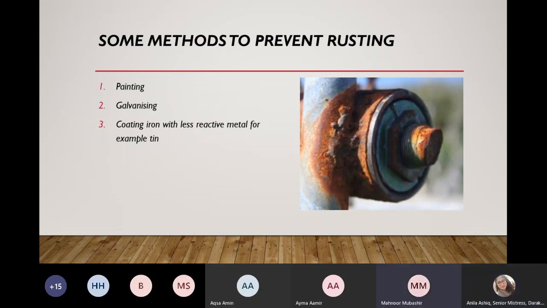Yes, miss. So the iron gets oxidized and oxygen is reduced. And then steel is formed. Slag is on the top and steel is formed, and we can remove it by tilting. And then we studied about rusting, which is a process which occurs when iron is exposed to oxygen and a layer of iron oxide is formed. And we learned the methods to reduce rusting, such as painting and coating iron with a less reactive metal.